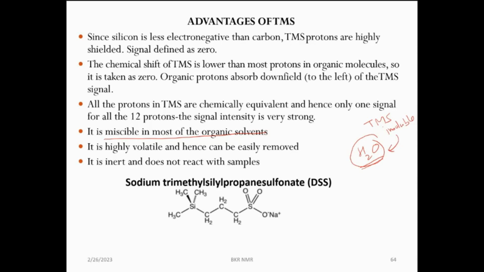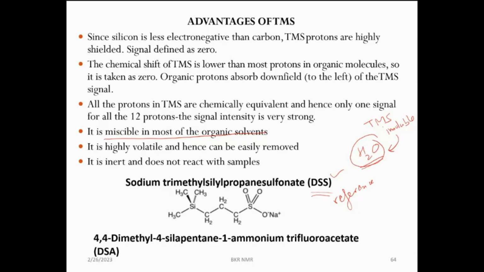So what should I do? I should use a replacement for TMS, and that is known as DSS. DSS is sodium trimethylsilyl propane sulfonate. This compound is a solid, and it is also used as a reference. So if I want to record a sample soluble in water, I can use DSS as the reference. This is just for your information. I can also use DSA, which is dimethyl silapentane ammonium trifluoroacetate.